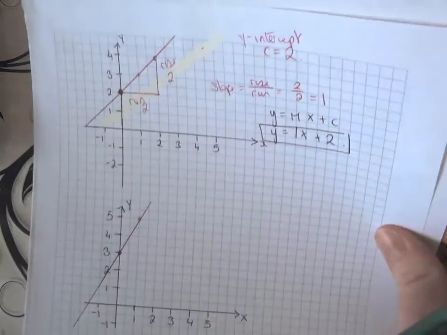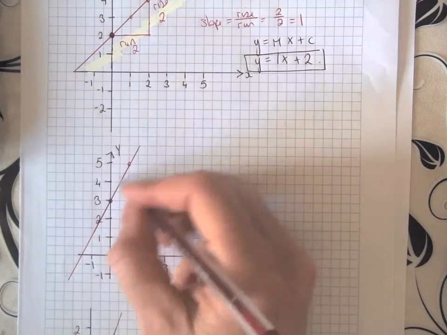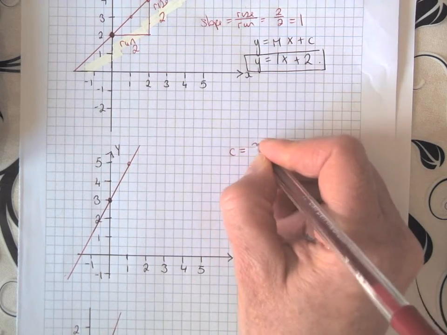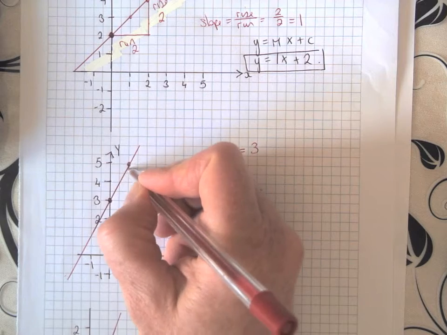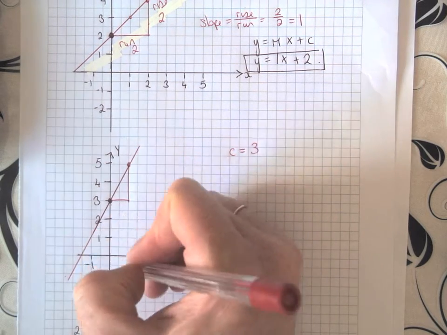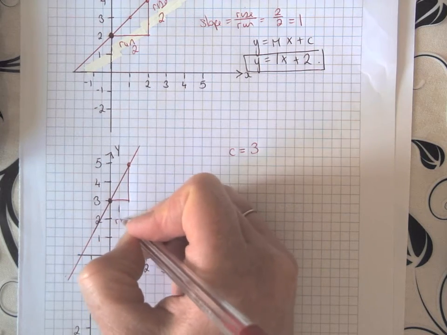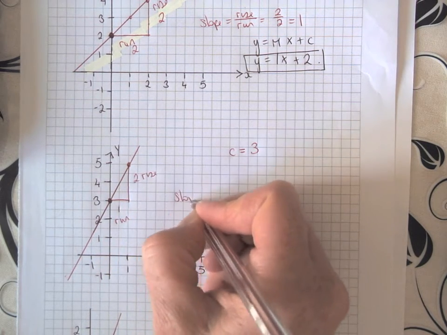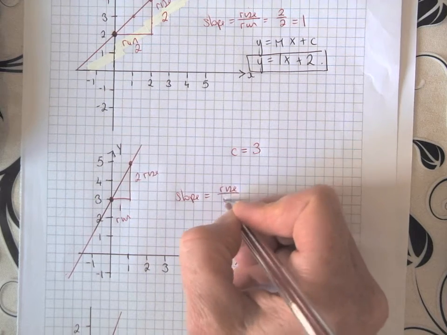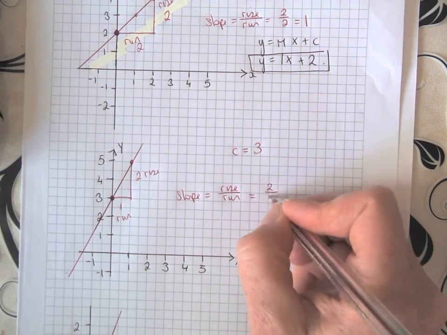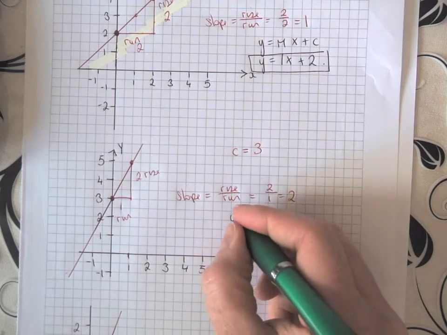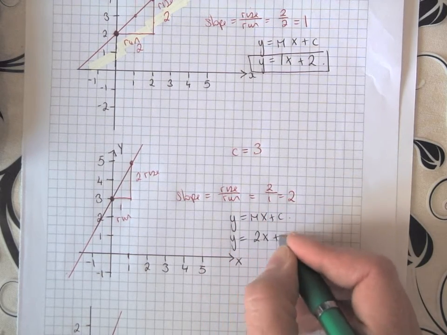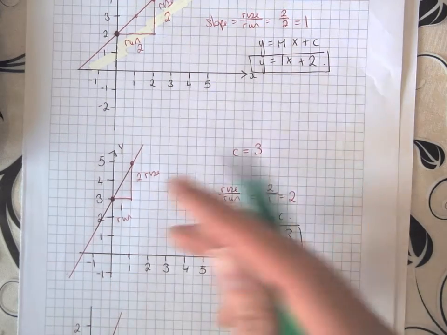Alright, let's look at another one. Again, where is my line hitting the y-axis, my y-intercept? c is equal to 3. And then my slope, if I just go with this point here, drop a line across. I'm going out 1, so that's my run. I'm going up 2, that's my rise. So slope is equal to rise over run, so 2 over 1, which is 2. So y equals mx plus c, so y equals 2 times x plus 3 would be the equation of that line.